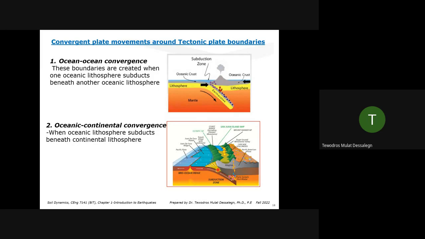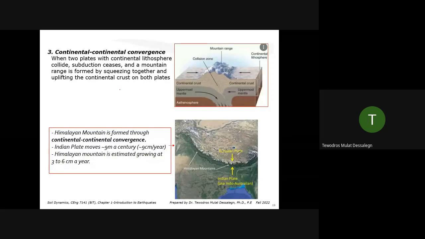So those convergences can be ocean-ocean convergence, or oceanic-continental convergence, where there is a continent, the earth, and then the ocean. Or you can have continental convergence. A good example would be the Himalaya, the formation of the Himalayan mountains. The mountain is growing every year. It's expected to grow from 3 to 6 centimeters a year.